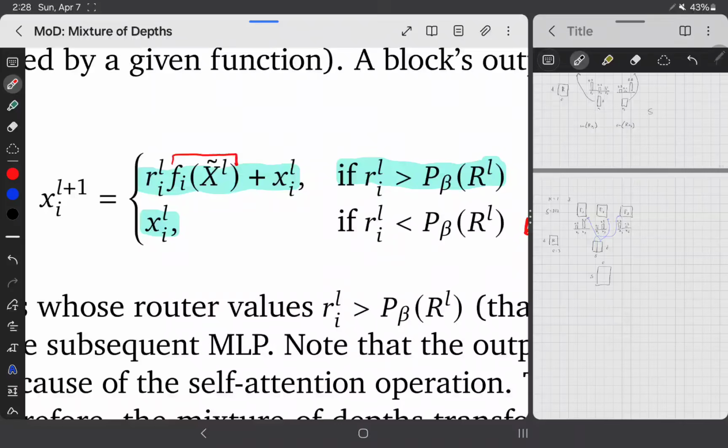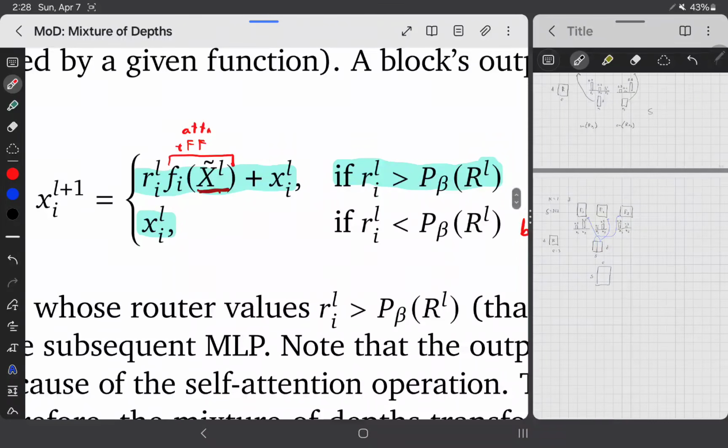this is just your function. So this is just the transformer block. So you can think of this as like the attention plus the feed forward layer of just your token. And this is just the identity, or this is just the skip connection.